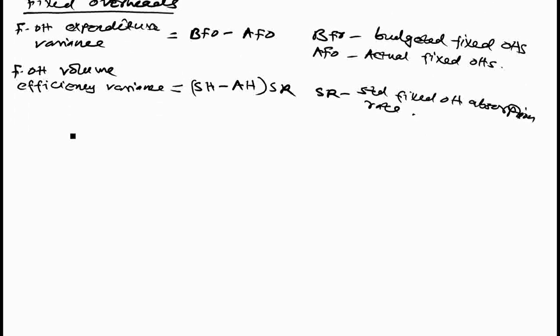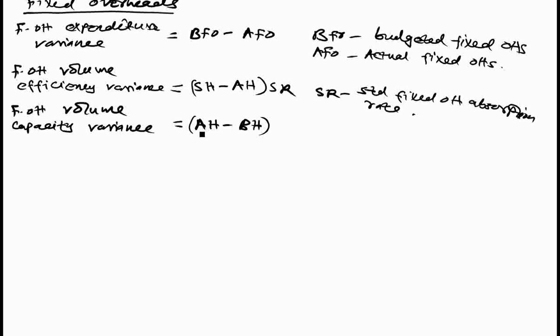Good. Another one is known as fixed overhead volume capacity variance. The formula for that is actual hours minus budgeted hours into the standard rate, of course the standard rate being the standard overhead absorption rate. Actual hours we are okay with, so maybe what we need to know is budgeted hours. BH means budgeted hours.